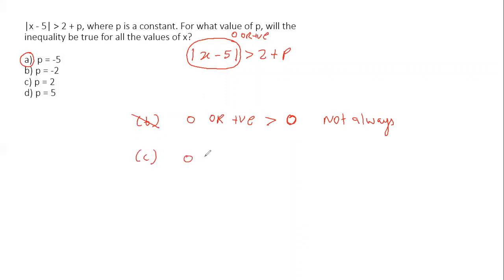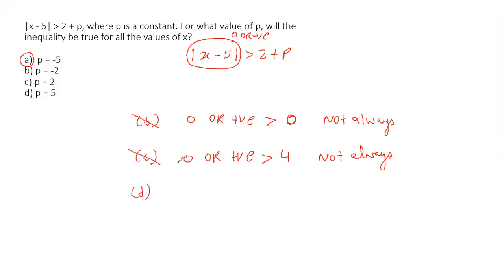Similarly, if I try option C, the left hand side will always be 0 or positive, and if I replace p with 2, it will become greater than 4. So is the left hand side greater than 4? Might be, might not be, because if the left hand side becomes 0, then it will not be greater than 4. If it's 5, it will be greater than 4. Again, we get not always. But as you can see, we are looking for always true.